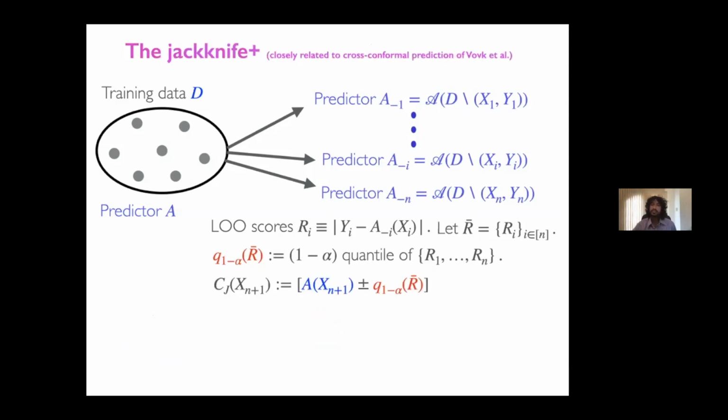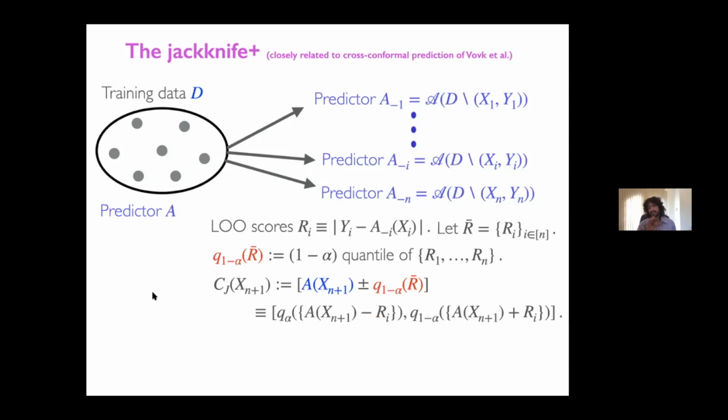So recently we came up with a variant which is called the Jackknife Plus, and on this slide I've just rewritten the Jackknife for comparison. It's related to something called cross-conformal prediction that was introduced by Vovk and others, but it's maybe harder to describe. So I'm going to describe our algorithm, which is called the Jackknife Plus. Okay, so this is the Jackknife as written so far.